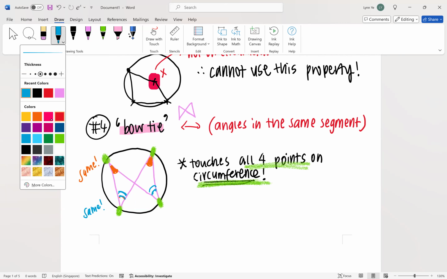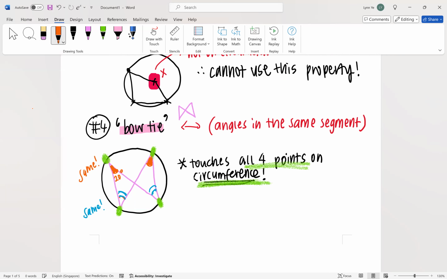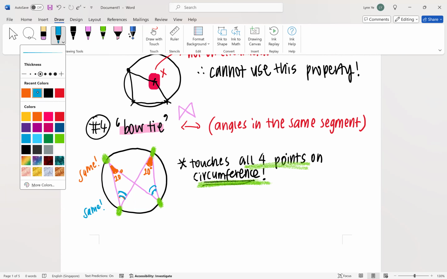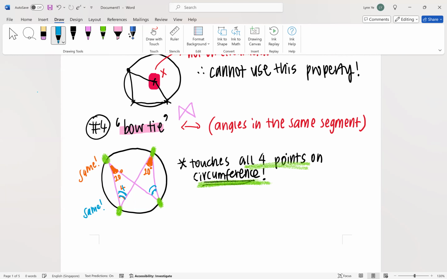So I better put in some numbers so that you are clearer. So let's say, for example, this is 20 degrees. Means this is 20 degrees. And if this is 40 degrees in blue, that means that this is 40 degrees. I think with numbers like that, you'll be a lot clearer. Okay, that the top bow tie is the same as the bottom bow tie.